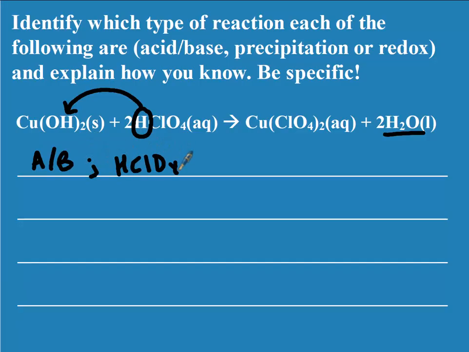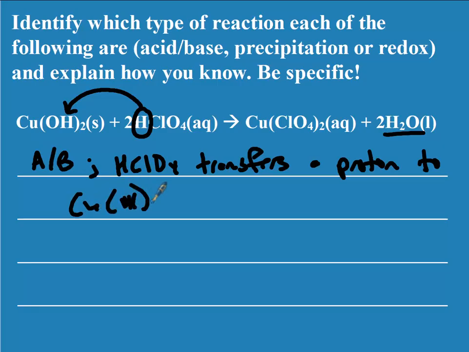And when it says explain, be specific. So HClO4 transfers a proton to copper 2 hydroxide. The acid always transfers a proton to the base.